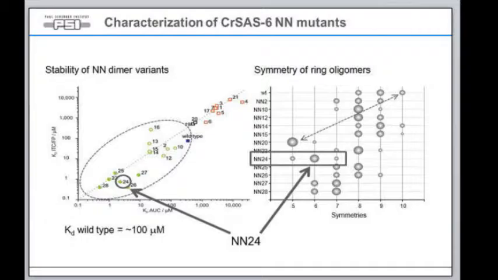We decided to pick NN24, we call it NN24, because it's quite stable and it populates, really the majority of the oligomers populate symmetries that are really remote from the nine-fold. So they populate rather six-fold symmetric particles. Here is the characterization of this mutant.